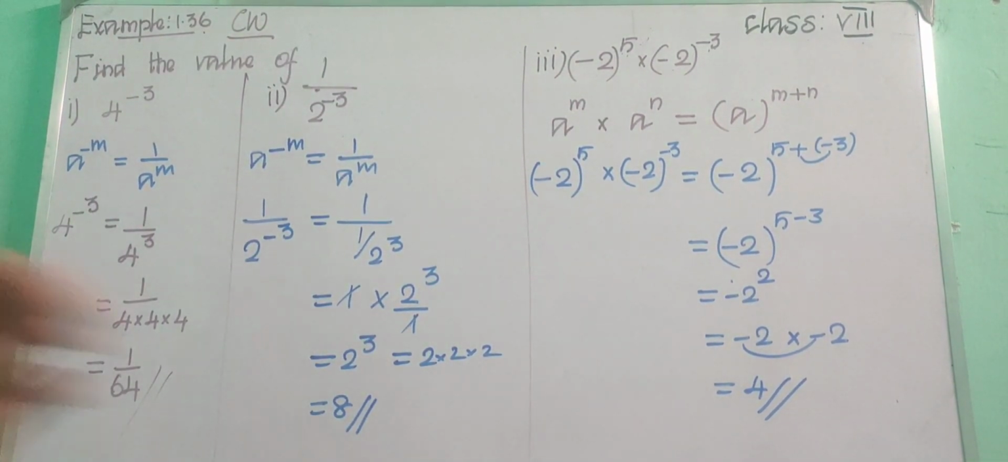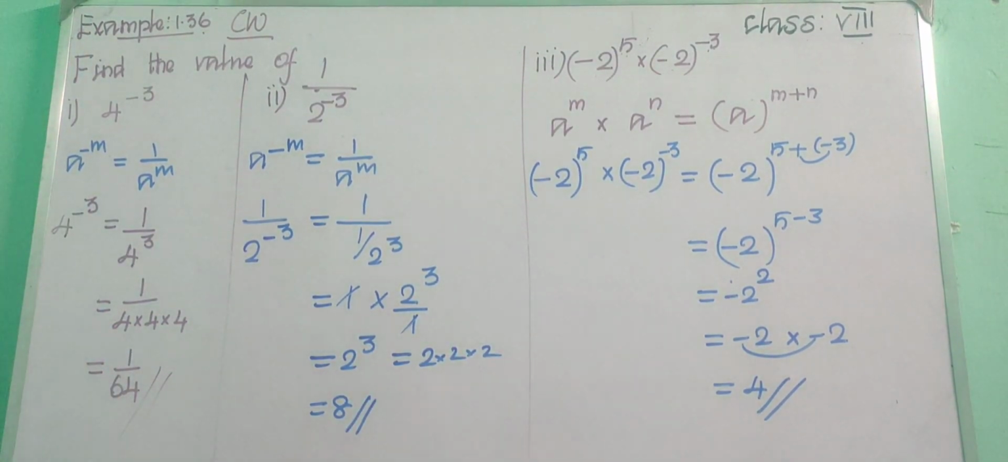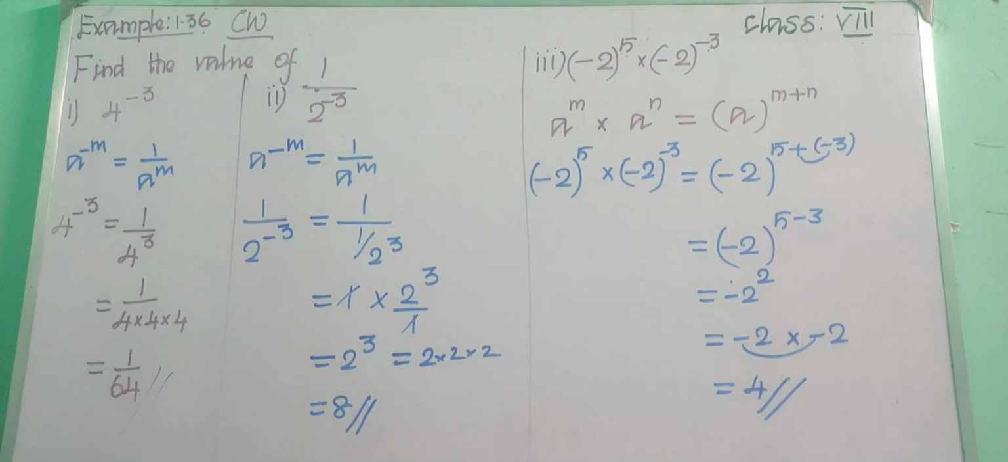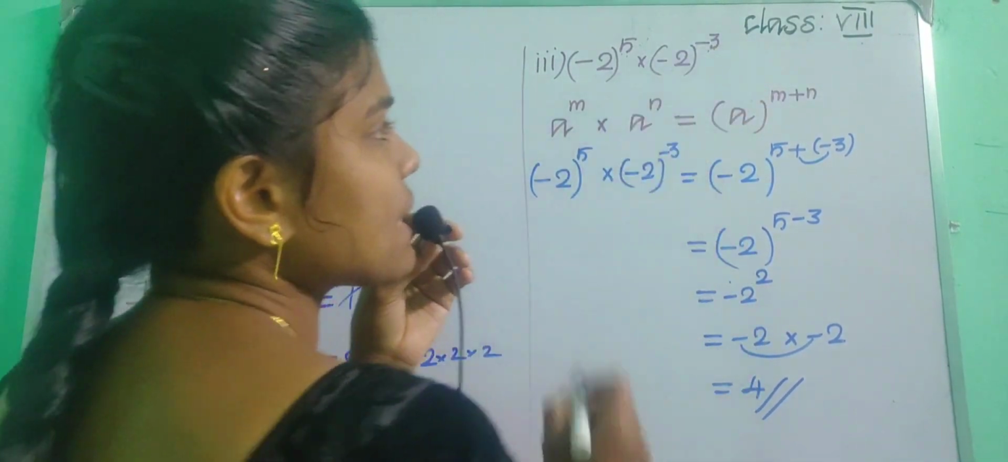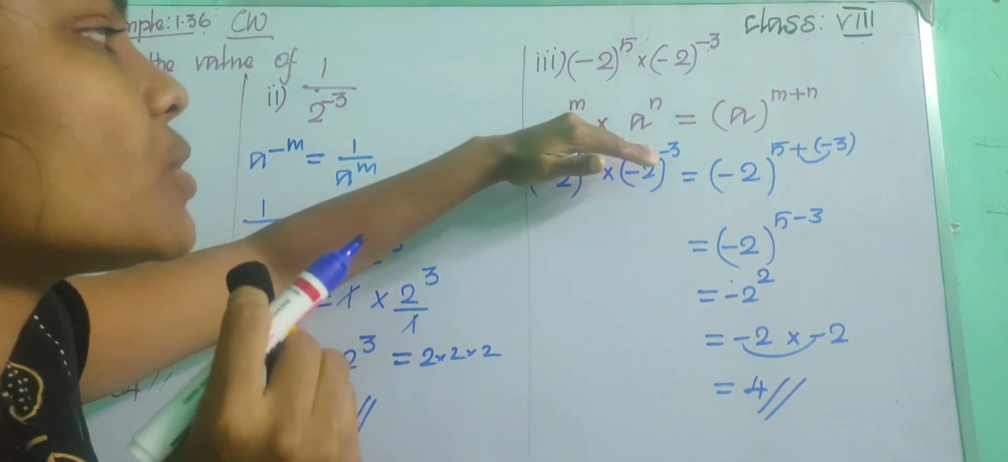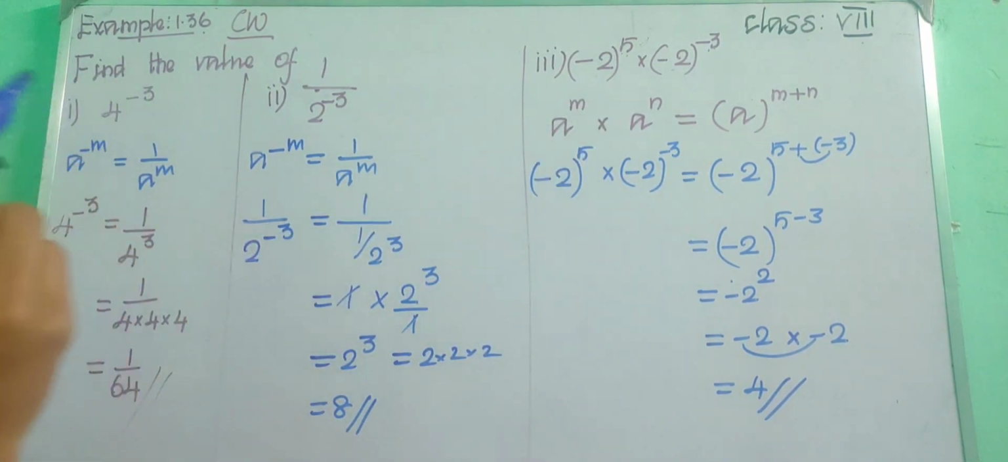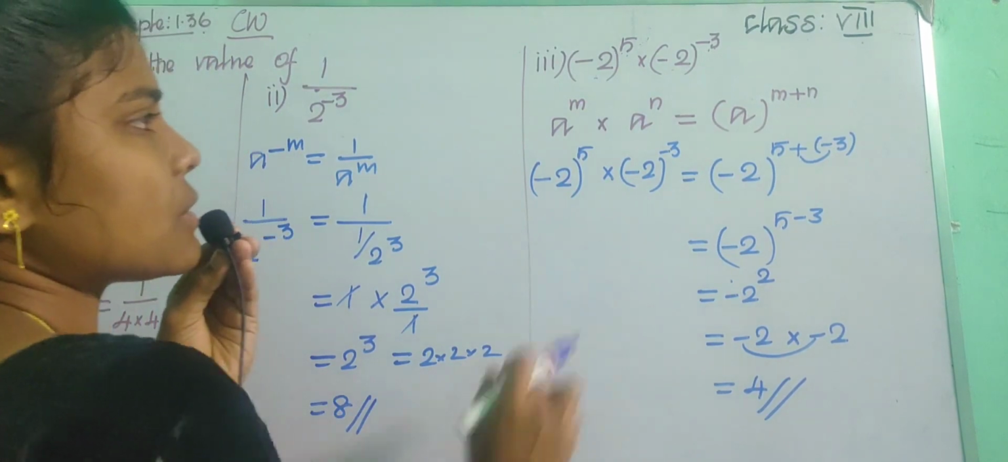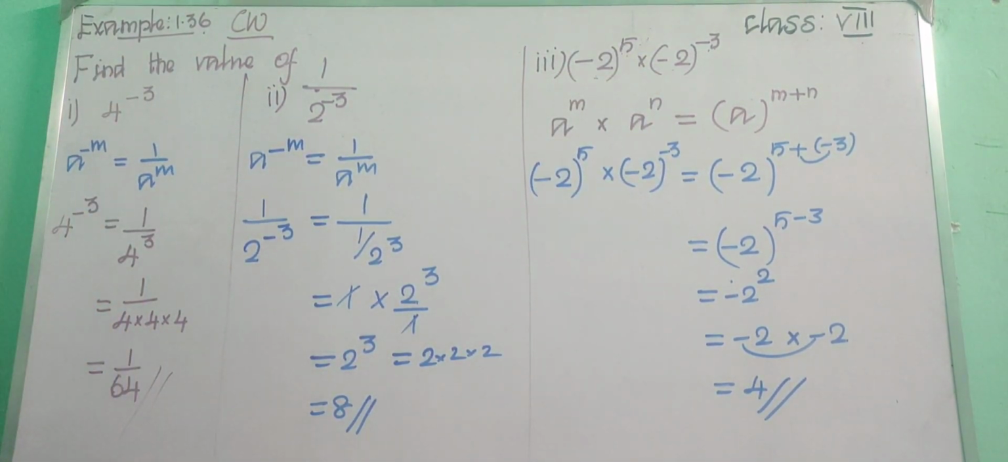Okay, children. If the power is an even number, the sign becomes positive. 2 is an even number, right? So here we got the positive sign as the answer. Can you all understand? Don't get confused. Here we have a negative in the power, but we are using this rule: a power m into a power n equals a power m plus n. The bases are the same but the powers are different, and we also have a multiplication sign here, so we apply the product law.